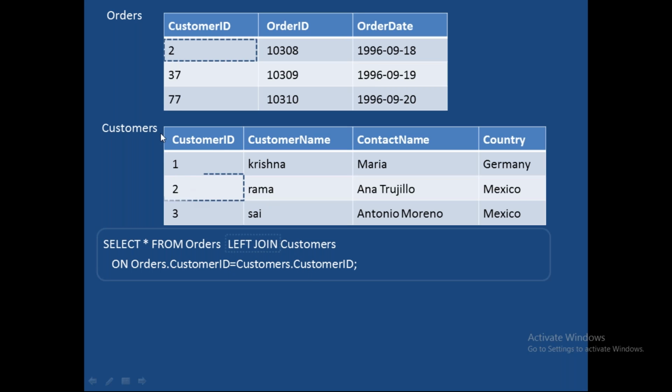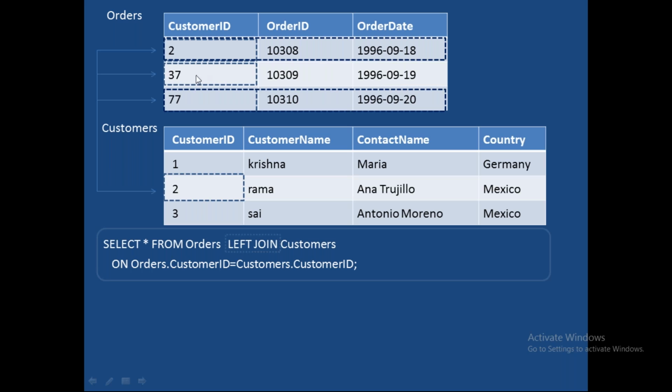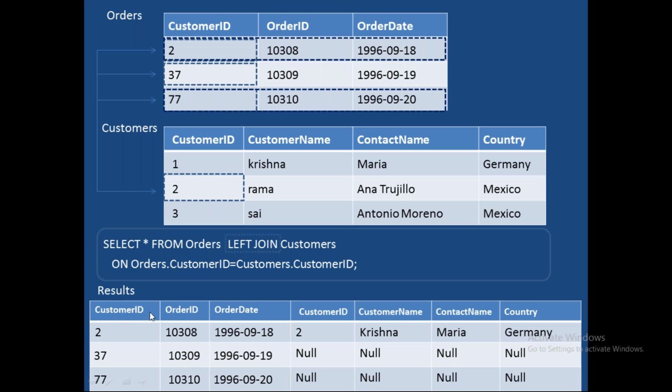Here also we have a 2. These two are the matching records. Then 37 and 77, these are the unmatched records. Now come down to the results. I want to see the result. You see here, these are the matching records. See, only orders information you have, but matching customers are not available. That's why for the matching customer information you are seeing null values here.